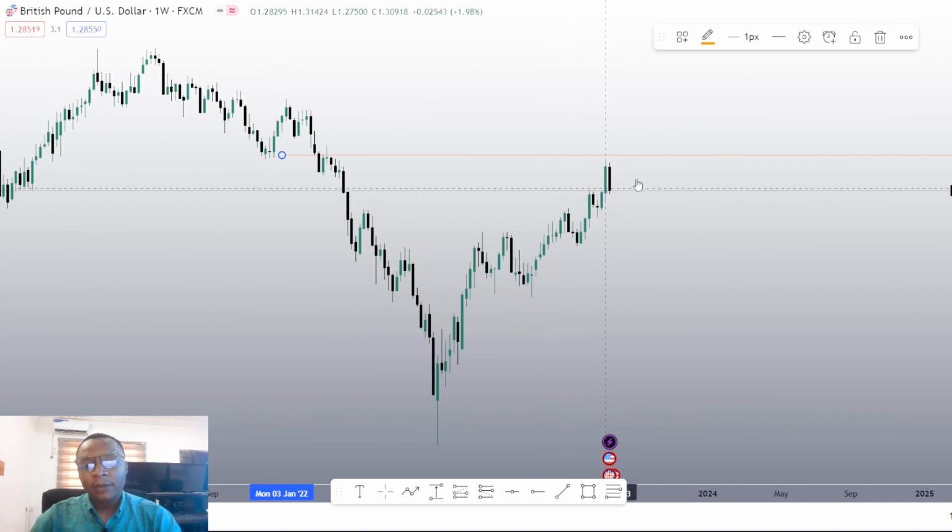All right, so on the past week, we saw the Great British Pound retracing, giving us an almost engulfing candle on the weekly time frame. The price almost engulfed most of what happened in the previous week. So this week we saw price trading downwards, almost engulfing what happened in the previous week.